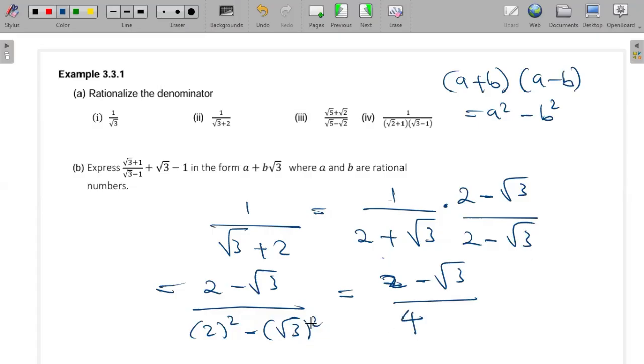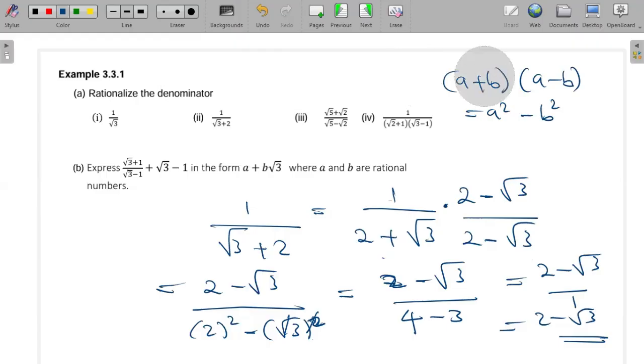Then when I square the root 3, the square root cancels and I remain with 3, so that will be minus 3. That gives me 2 minus root 3 divided by 1, which is just 2 minus root 3. So this is how I get my answer. I don't know if there's any question on how we get to our answer.